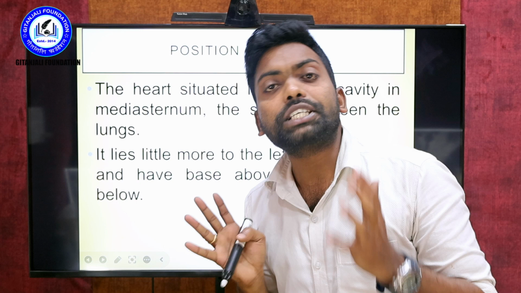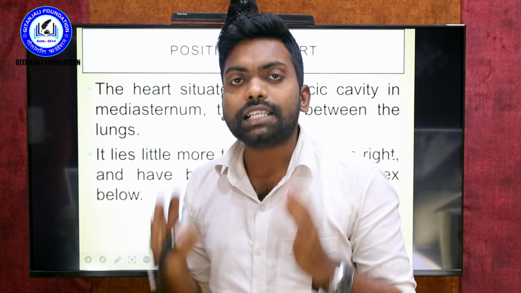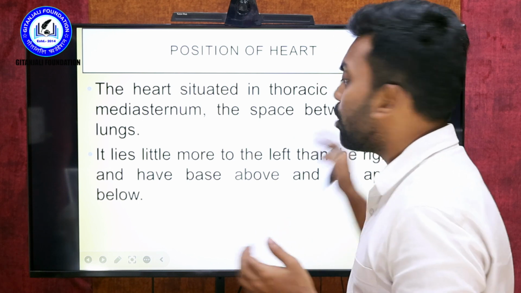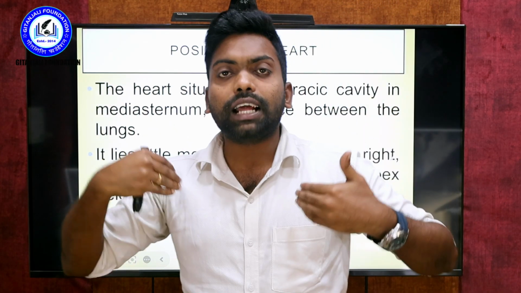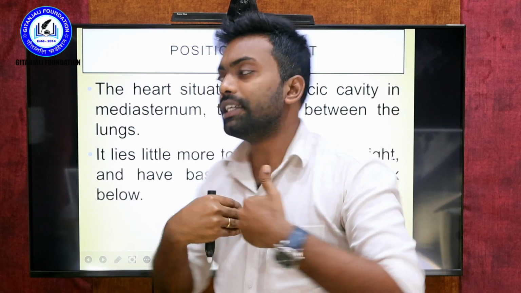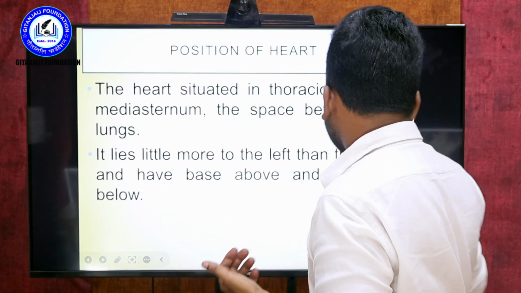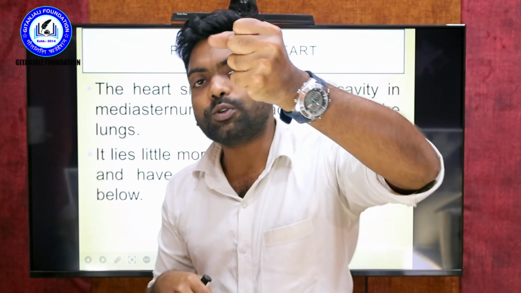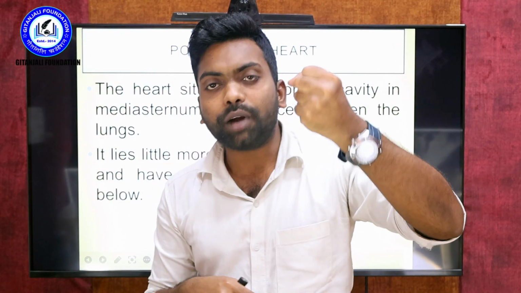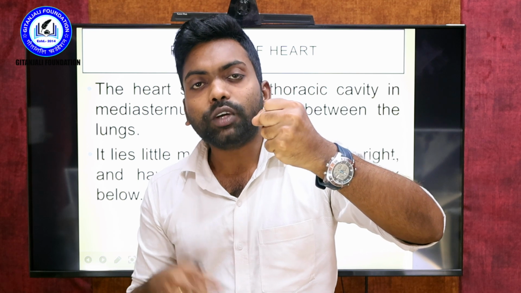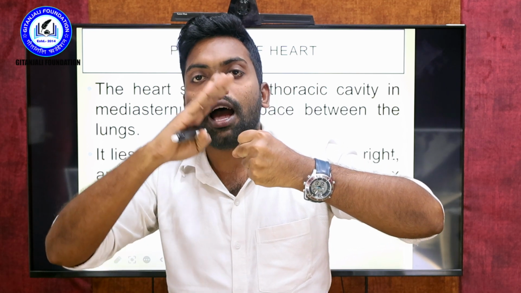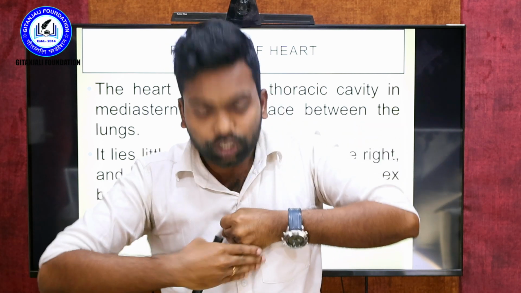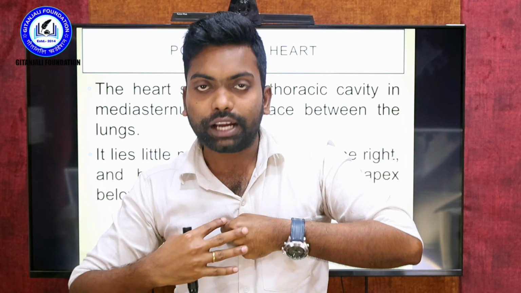Here, the exact location of the heart is in the mediastinum, which is the space in between the lungs. So in between the right lung and left lung, the heart is present, and as I showed, there is an apex and a base. You can see this is the cone-shaped, hollow muscular heart. This is the base and this is the apex. This is how you can observe it.